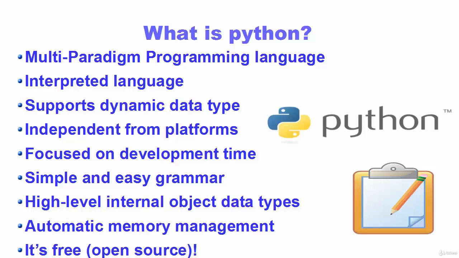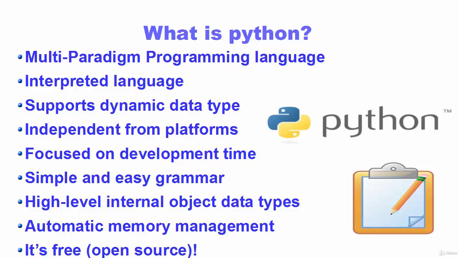Now, Python is independent from platforms. That means it's a cross-platform programming language. That means you can run your Python code on Windows, Linux, Mac, or on any other Unix operating system. Now, Python focuses on faster development time. Python code has a very natural style to it, which makes it easy to read and understand thanks to the lack of semicolons and braces. So we don't use semicolons or braces in Python.